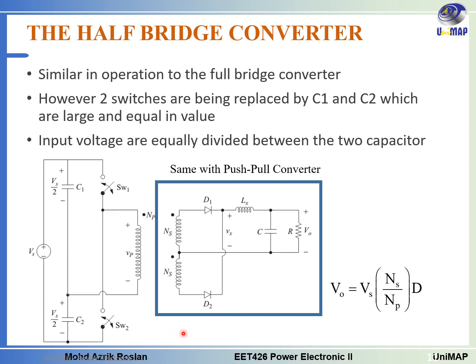And the output side of this half bridge converter is also the same as the push-pull converter. However, if you see the output voltage equation, Vout equals Vs multiplied by Ns over Np multiplied by D. The difference between this and the full bridge is, in full bridge we have 2Vs multiplied by Ns over Np multiplied by D, whereas in half bridge we only have Vs. We don't have the term 2 in front. So we know that if you are using the half bridge, we will get half of the output voltage compared with the one using the full bridge converter.